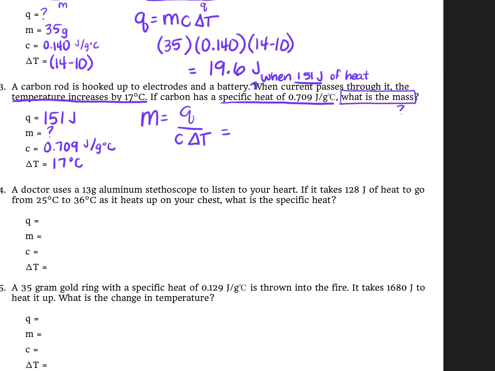So let's plug in our numbers. 151 divided by 0.709 times 17. Please use Desmos. Pause the video and calculate this on the Desmos calculator. Our answer is 12.5 grams.